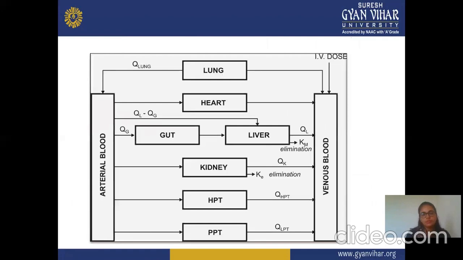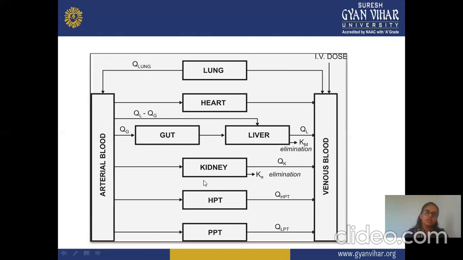This is a diagram of a physiological model. It shows physiology, anatomy, and different tissues. Here is the lung, then the heart, then the gut, liver, kidney, and so on. These are the different organ sites where this physiological model is studied.